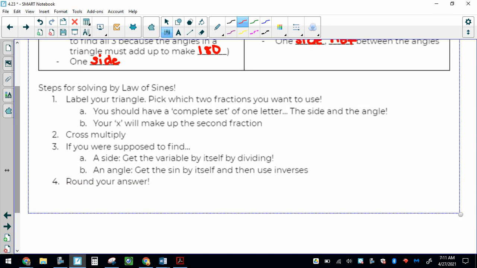All right, here are our steps for solving law of sines. Step one, label up your triangle and figure out which you have to use. Part A is really important. Look for this one first. You should have a complete set of one letter, the capital and the lowercase, the side and the angle. And then wherever x is, that's going to make up our second fraction. Then we're just going to solve it, cross multiply. If you were supposed to find a side, then get the variable by itself by dividing. If you're supposed to get an angle, get the sine by itself, and use inverses like we did in task 3. And then it's Desmos magic or calculator magic, whichever you're doing.